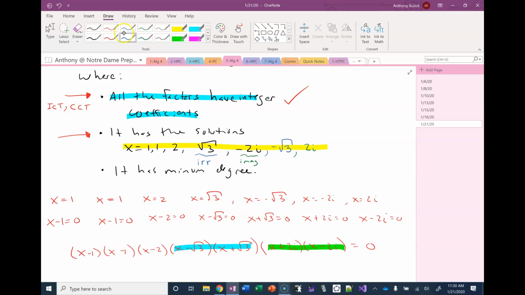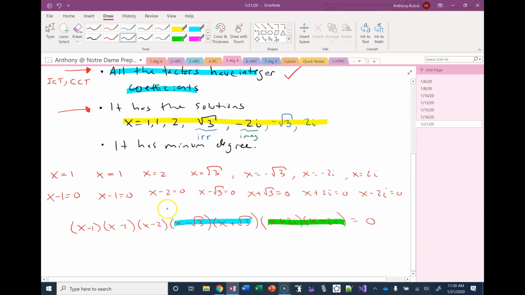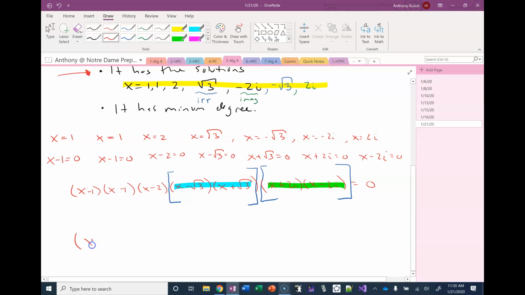So right now, this is not quite finished. To finish this, all I need to do is to multiply these pairs together. So when I multiply this out, I'm going to FOIL. And similarly over here, I'm going to FOIL.